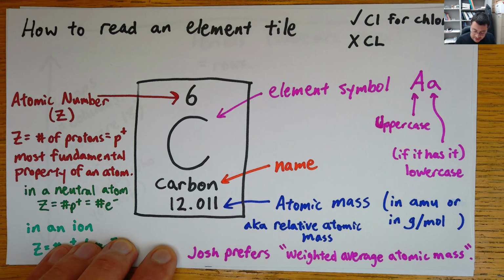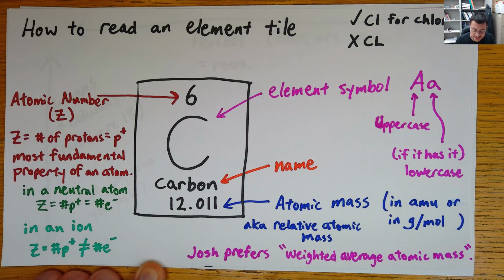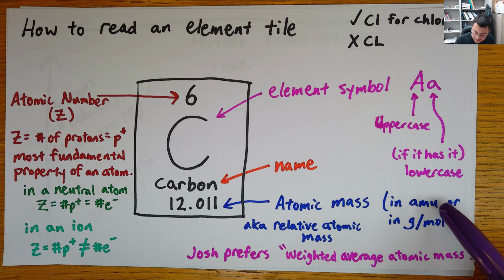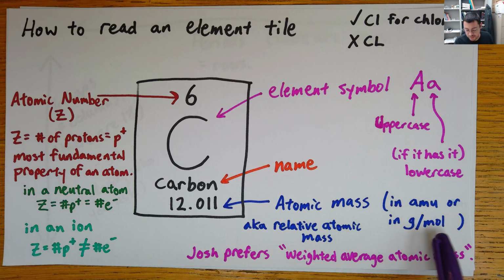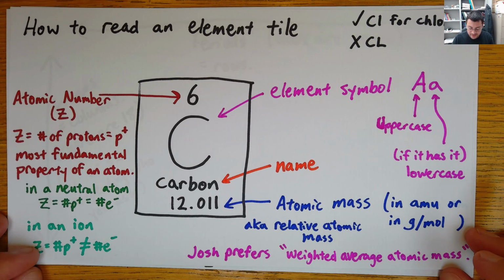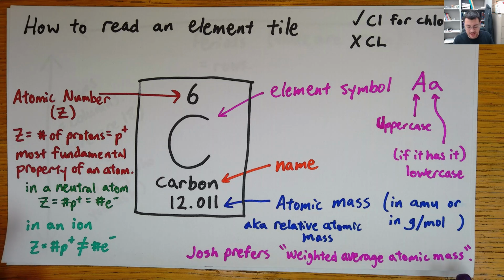The last bit here is called the atomic mass. Some call it the relative atomic mass. It means the same thing. It has units of atomic mass units, or it has units of grams per mole, which is also known as molar mass. The units will be a focus of another time. I like to call this a weighted average atomic mass, or sometimes I'll just say average atomic mass, but what I really mean to say is a weighted average atomic mass.